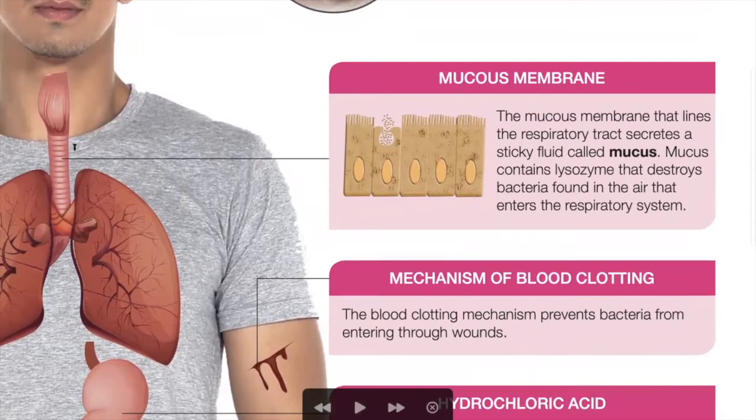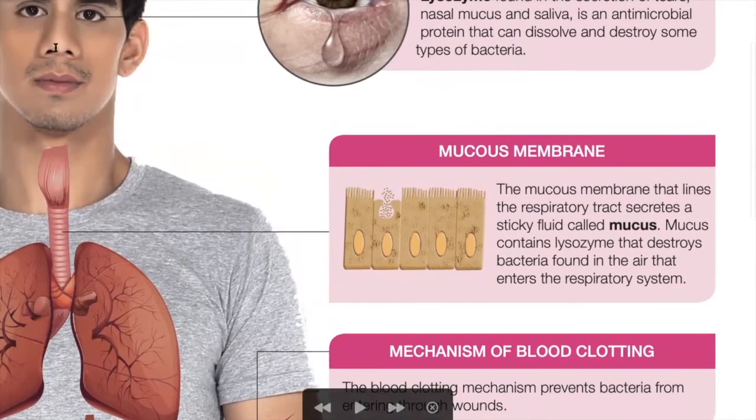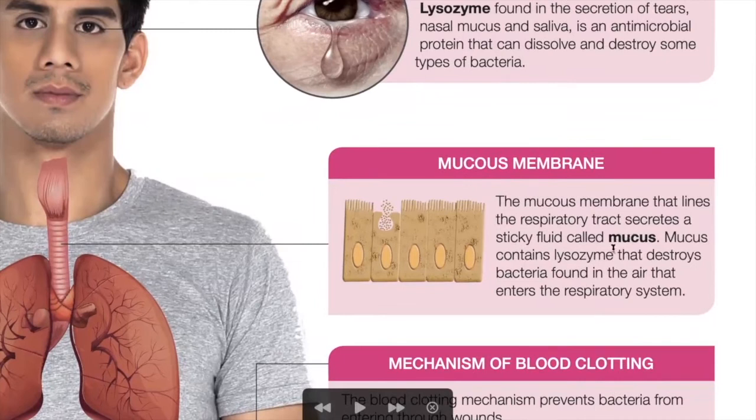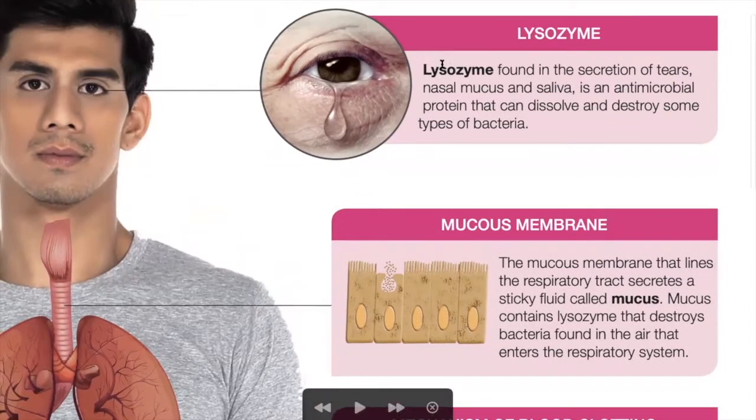The next one is mucous membrane. So basically, mucous membrane you can find in a respiratory tract. So respiratory tract means starting from our nose, and then we have trachea. So this is trachea. So basically, inside the trachea, there is a membrane that will produce mucus. Mucus is lendir. So this mucus also contains an enzyme, and the name of the enzyme is lysozyme. Same as the one above.